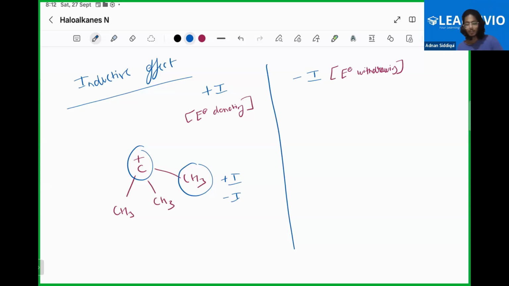This is your plus I, and for the minus I effect, if I have attached a chlorine, this chlorine is acting as a minus I, electron withdrawing group. It is pulling the electron density from my carbon. Okay, is this clear? Yes, sir.